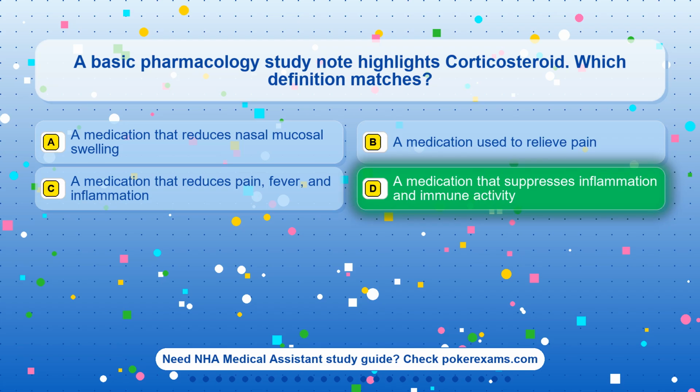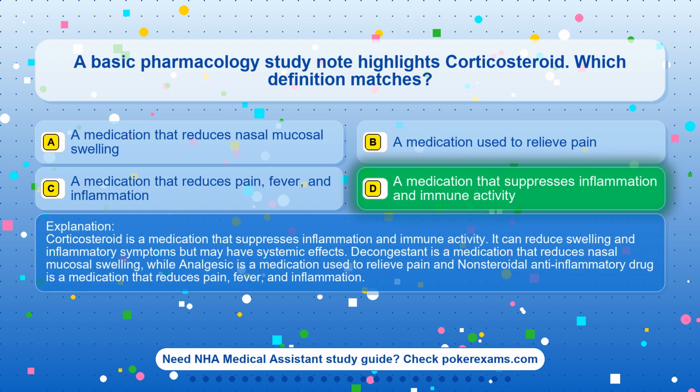The correct answer is option D. A medication that suppresses inflammation and immune activity. Corticosteroid is a medication that suppresses inflammation and immune activity. It can reduce swelling and inflammatory symptoms but may have systemic effects. Decongestant is a medication that reduces nasal mucosal swelling, while analgesic is a medication used to relieve pain, and nonsteroidal anti-inflammatory drug is a medication that reduces pain, fever, and inflammation.